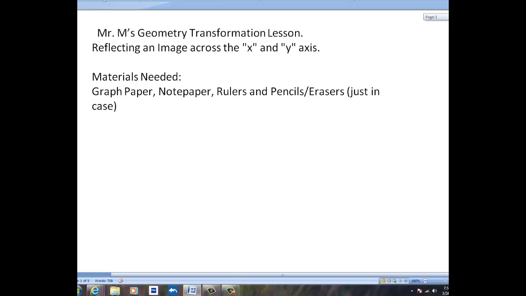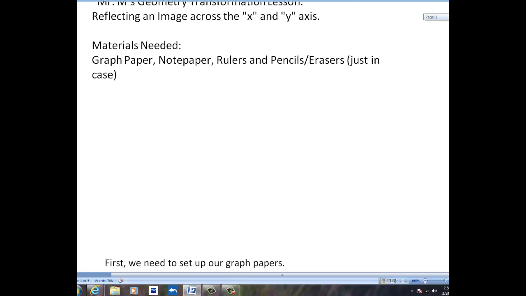Hello, you want to get some materials for today? You need some graph paper, notepad paper, some rulers, pencils, erasers, just in case.